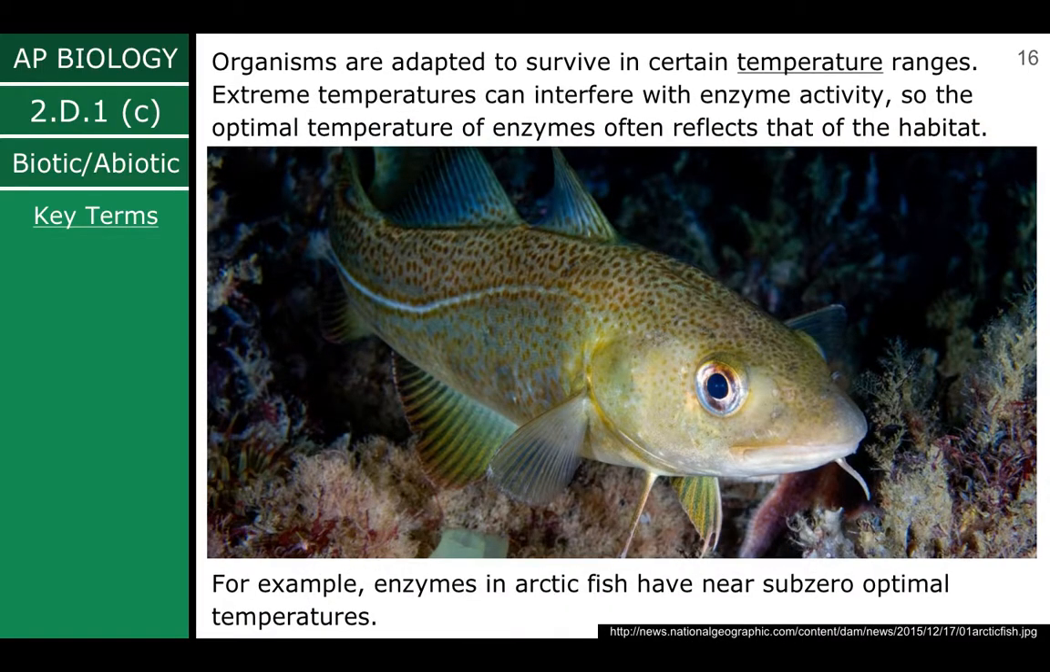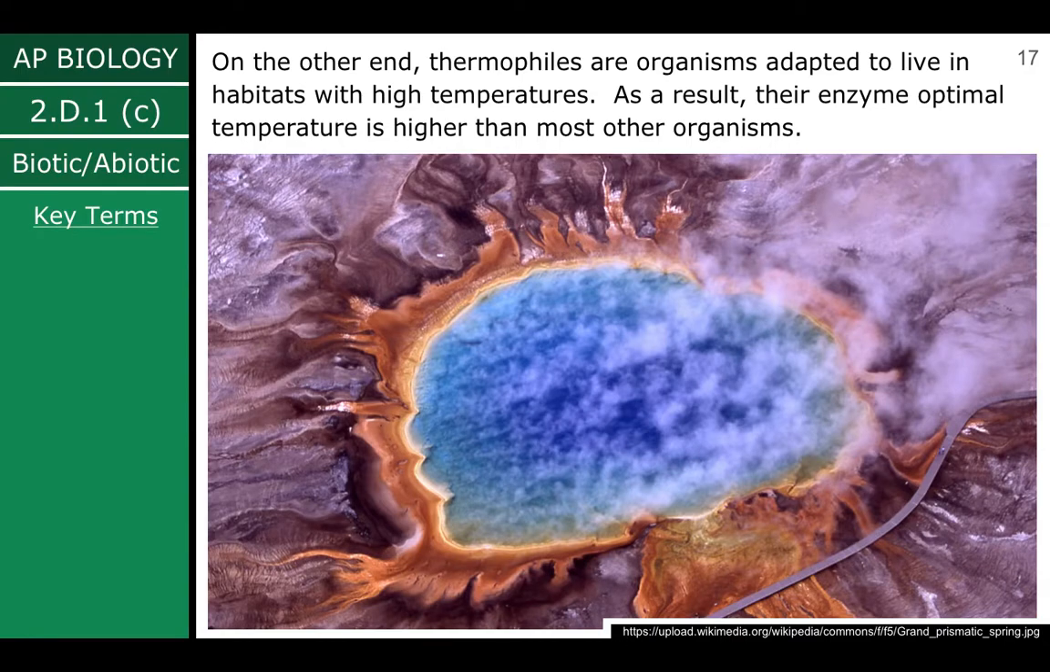So organisms are adapted to survive in certain temperature ranges as well. Extreme temperatures can interfere with enzyme activity that you saw before. So optimal temperatures of enzymes often reflect that of the habitat. For example, enzymes in Arctic fish have near sub-zero optimal temperatures. On the other hand, thermophiles are organisms adapted to live in habitats with really high temperatures, and so their enzymes obviously function in really warm temperatures.